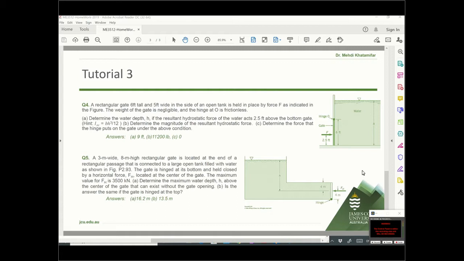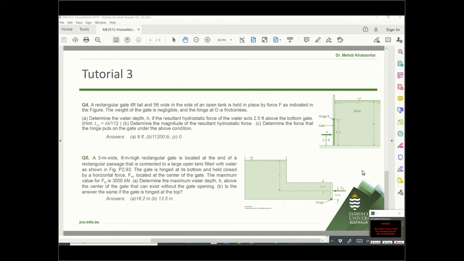The gate is located at the end of a rectangular passage that is connected to a large open tank filled with water. So we have that large tank connected to that passage. The gate is hinged at the bottom. Very important: where is the hinge? The hinge is at the bottom, and the gate is held closed by a horizontal force Fh located at the center of the gate.